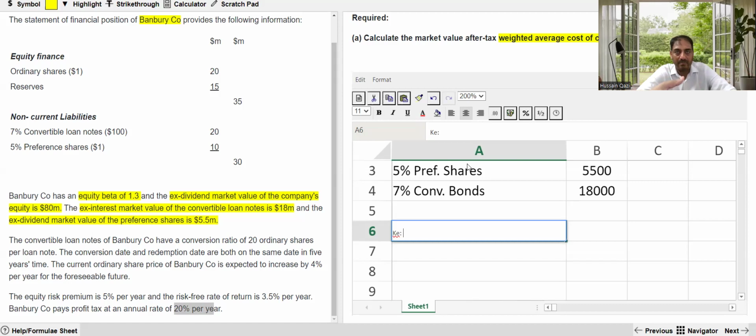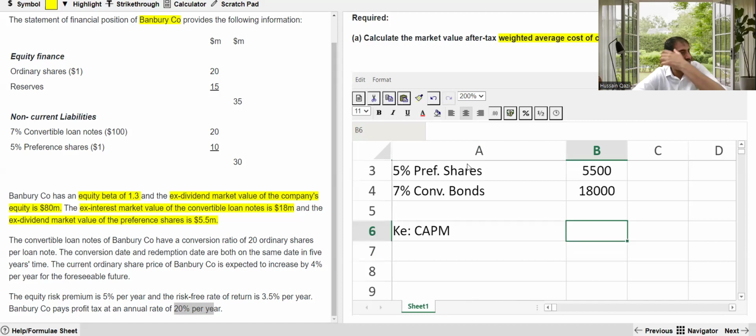If the data about CAPM and dividend valuation model both, the preferable method is CAPM. Only the CAPM, use the CAPM model. Only the dividend valuation model, use the dividend valuation. So here only CAPM model. Very simple. KE is equal to risk-free rate 3.5% plus premium 5% multiply by 1.3. That's equals to 10%.